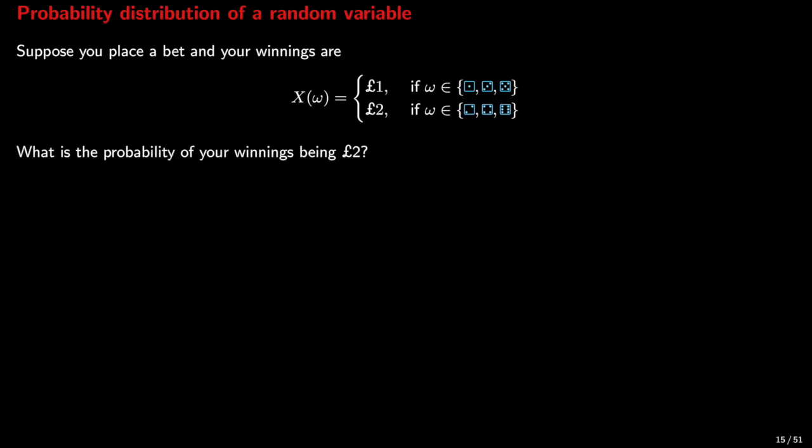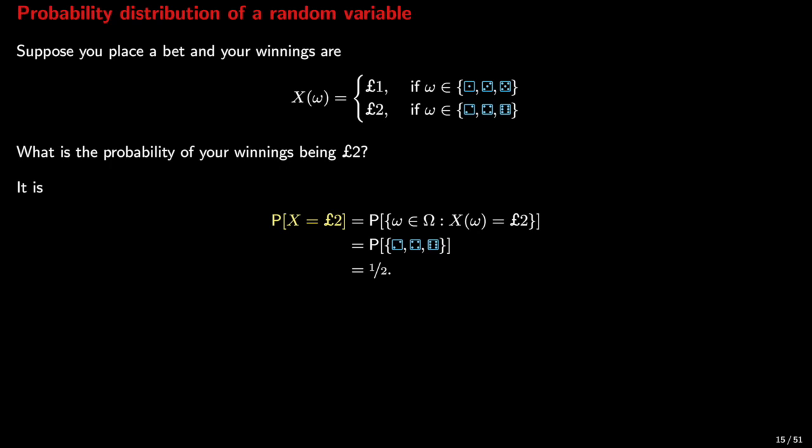So now, what is the probability that your winnings are £2? We're asking now, what is the probability that a certain random variable is equal to a certain value? So what is the probability that X is equal to £2? How do we even interpret that probability? Here is how we define that now. Here is how to understand what we mean when we say what is the probability that X is equal to £2. We can only measure the probability of subsets of omega.